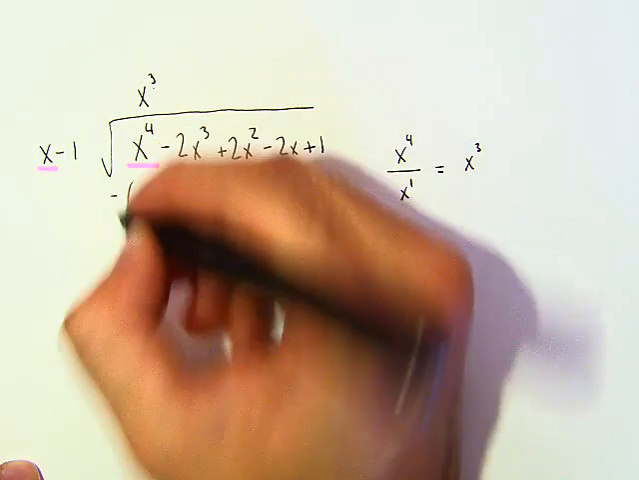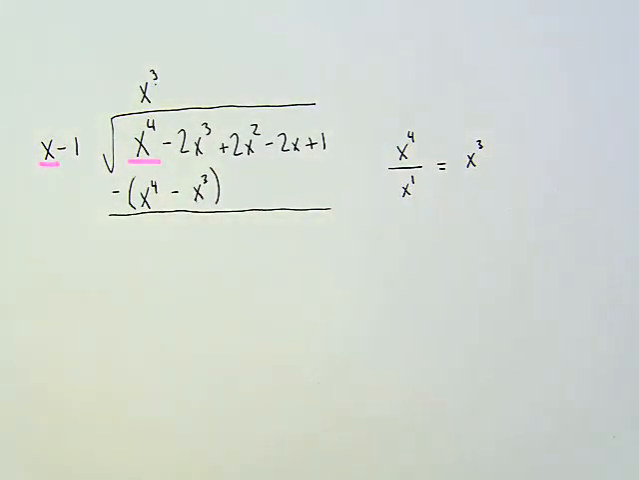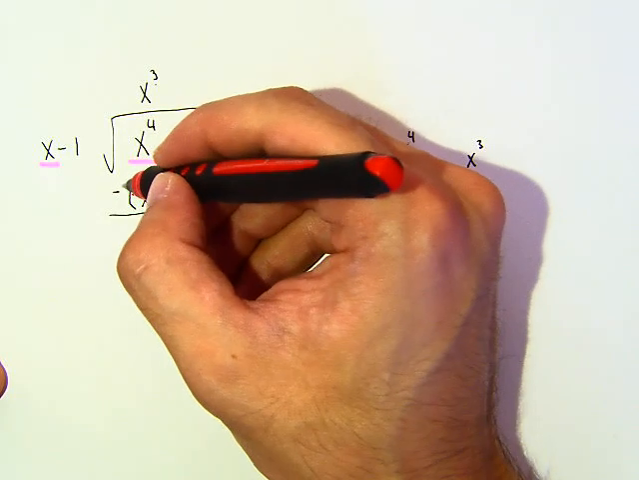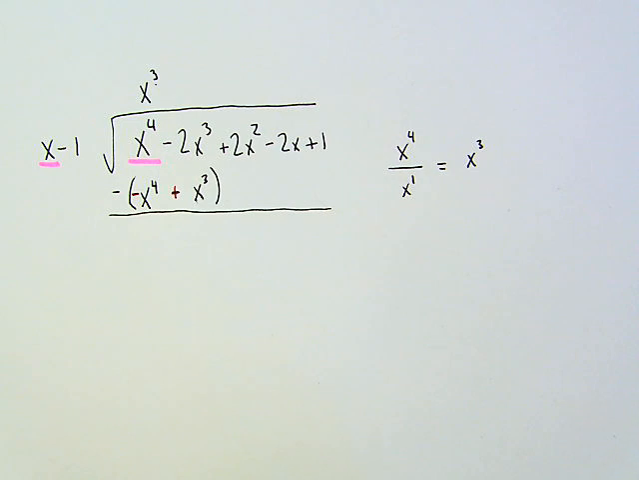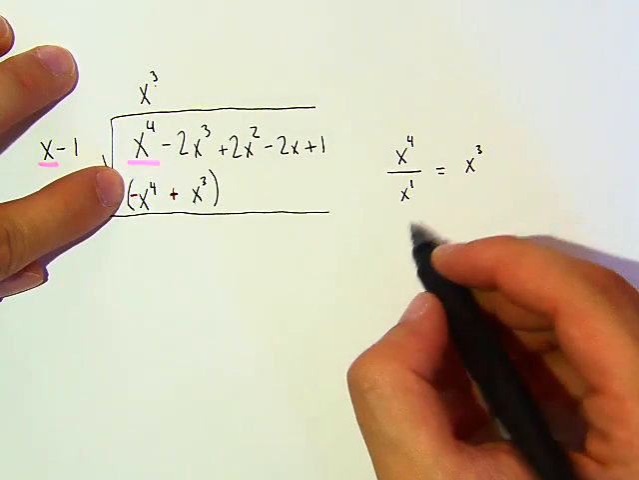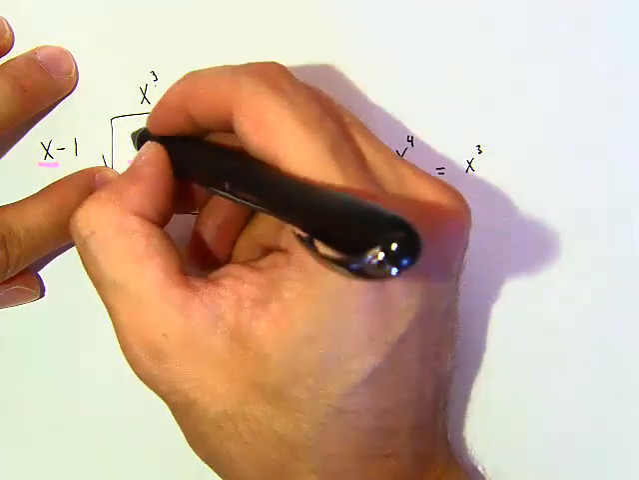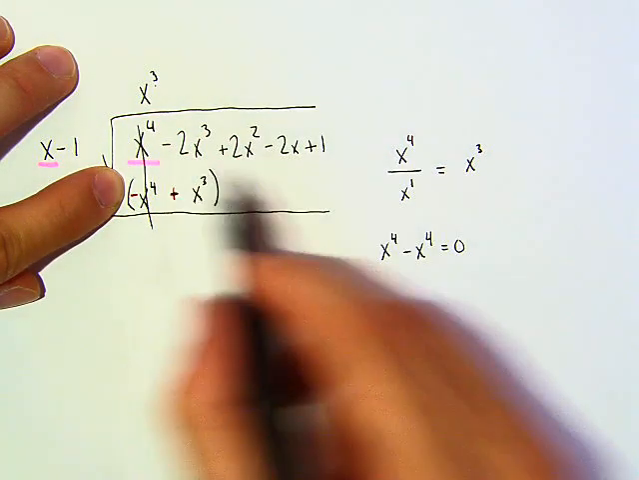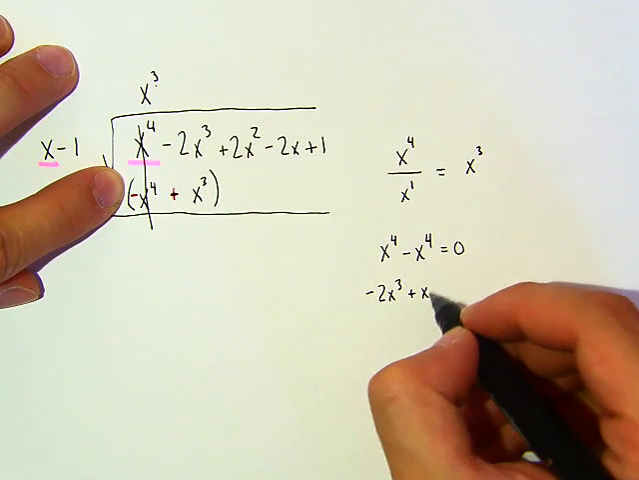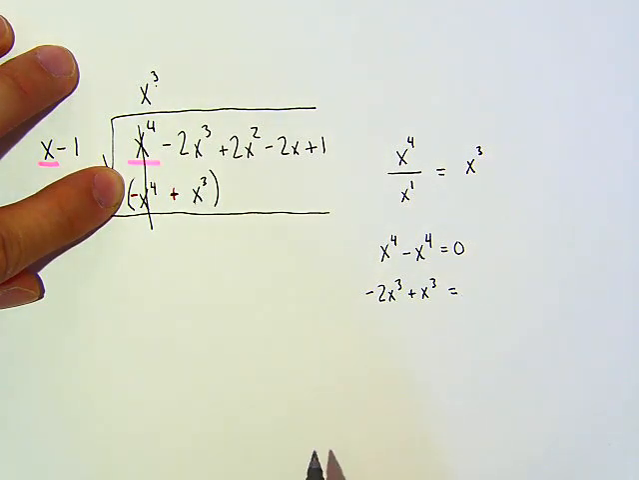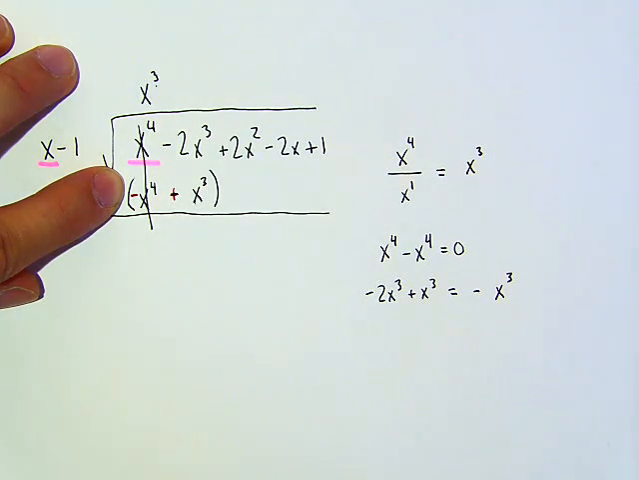Parentheses, parentheses, subtract. Okay? Now I distribute the negative. So this becomes negative. And notice, what's negative times negative? This becomes positive. So here, I'm doing x to the 4th minus x to the 4th is 0. So this cancels. Now what am I doing? I'm doing negative 2x cubed plus x cubed. And this, take your time, but this should be negative x cubed.